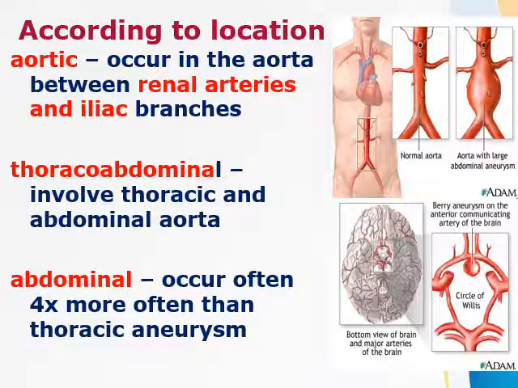Then, according to location, it may be considered aortic if it occurs in the aorta between the renal and then the iliac artery. Then it is considered to be thoraco-abdominal if it involves the thoracic and then the abdominal aorta. Abdominal aorta occurs more often than thoracic aneurysm. So abdominal aorta is what we refer to as your triple A, abdominal aortic aneurysm. It's a very common condition.